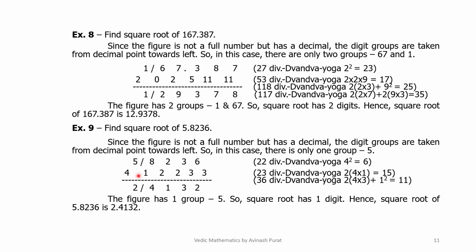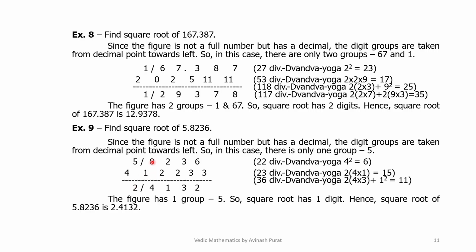Biggest square below 5 is 4. So square root is 2, that is taken down below the line. 2 multiplied by 2, 4 is the divisor now. And 5 minus 4, 1 is remainder.